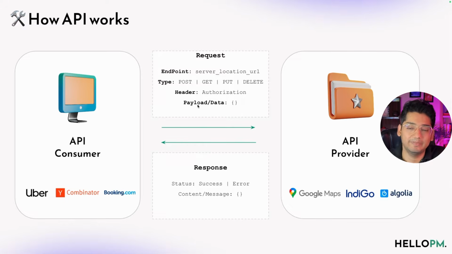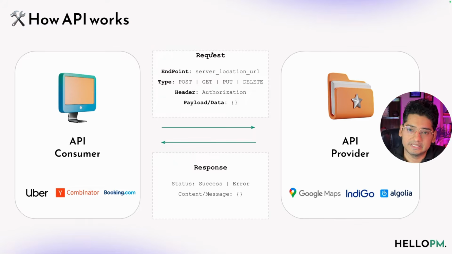And then in the end we have payload data. In order to make your request more contextual, you have to send some kind of data. For example, if you want to edit information, what is the information that you want to edit? If you are looking to get some information, what is the information that you want to get? If you want to put some information on the API, what is the kind of information that you are putting? If you want to delete something, what is it that you want to delete? All of this information would be contained in the payload or the data. So this is how the request works.